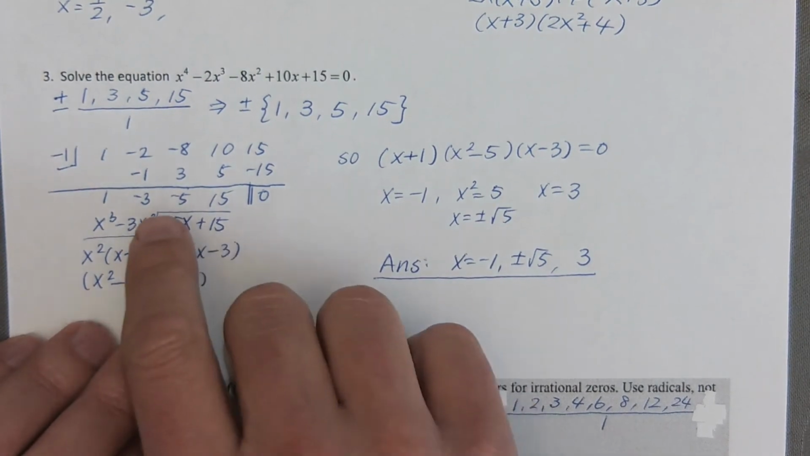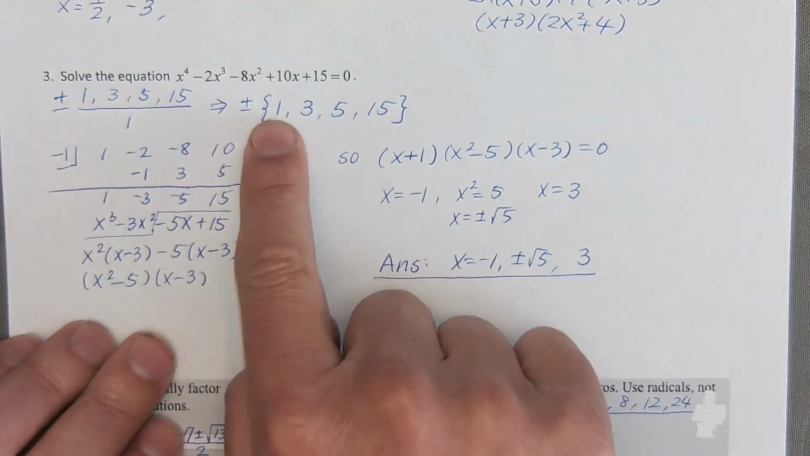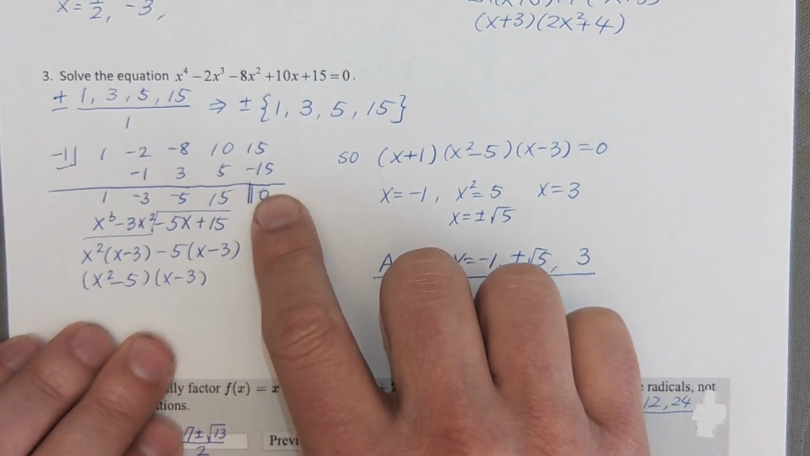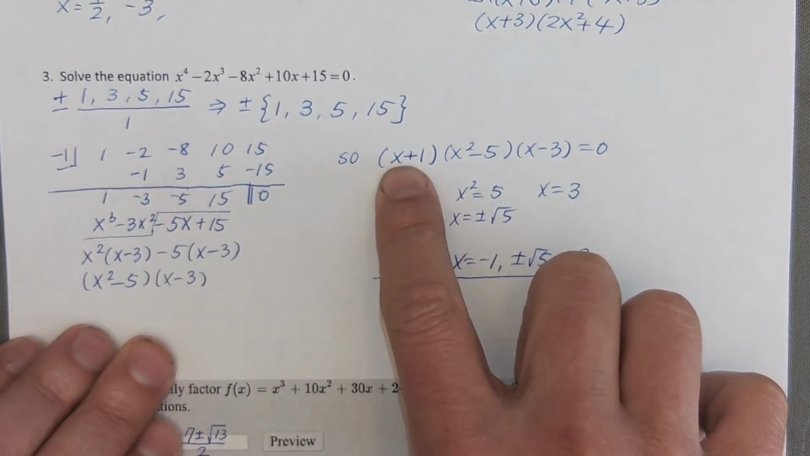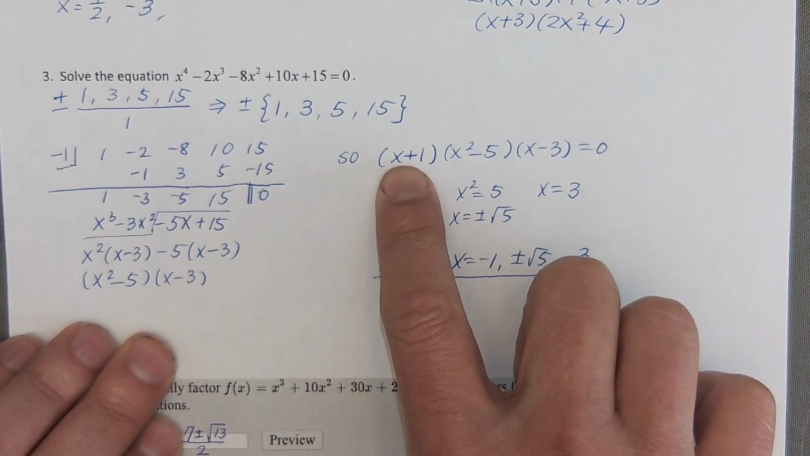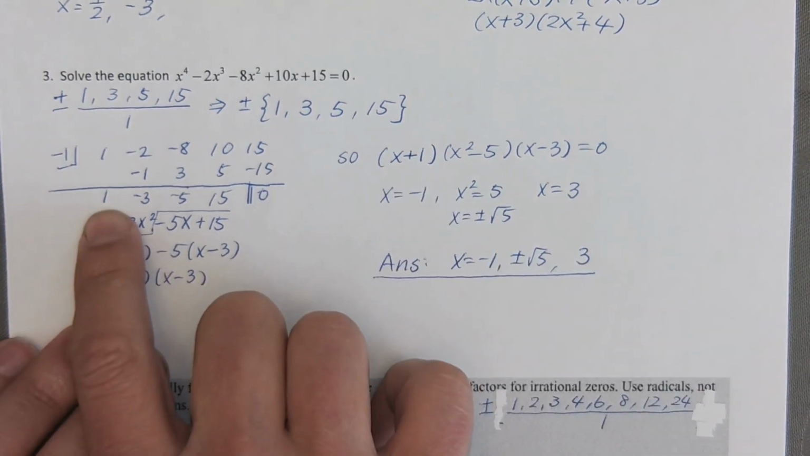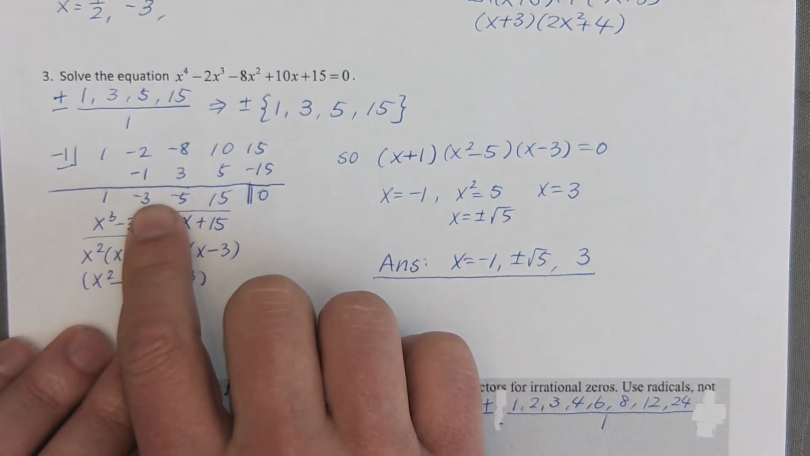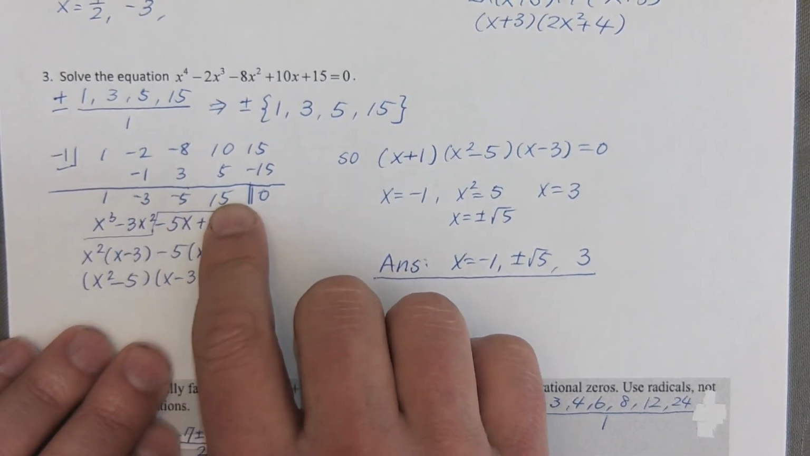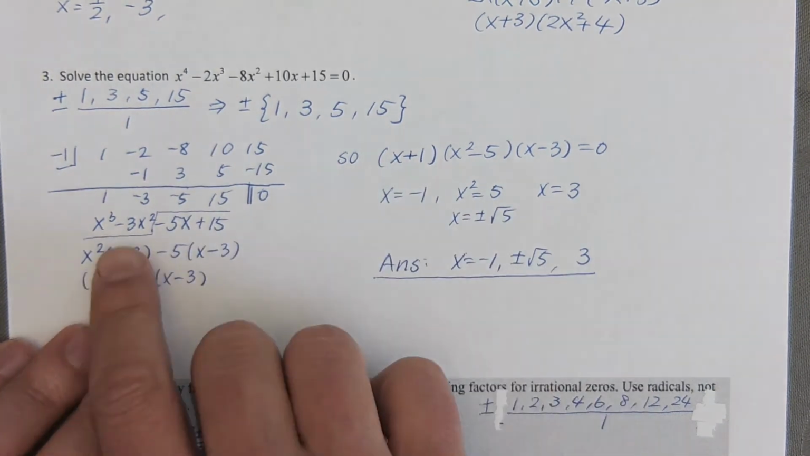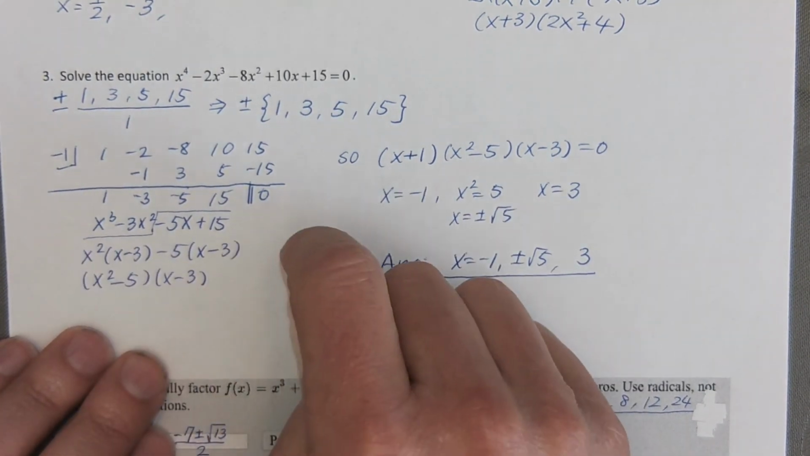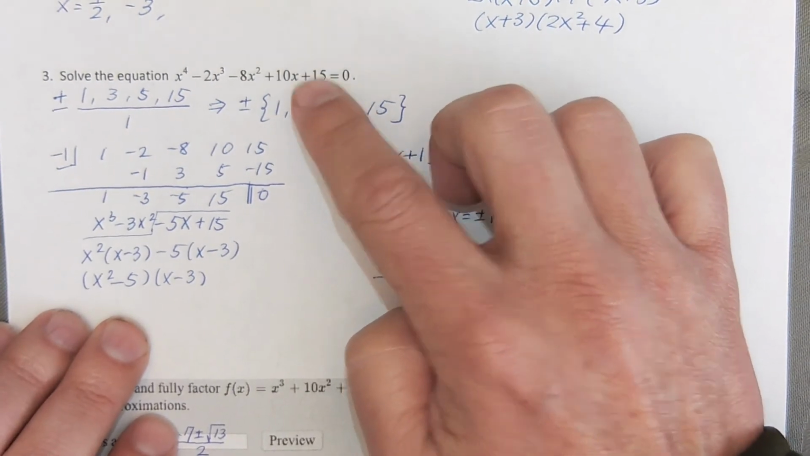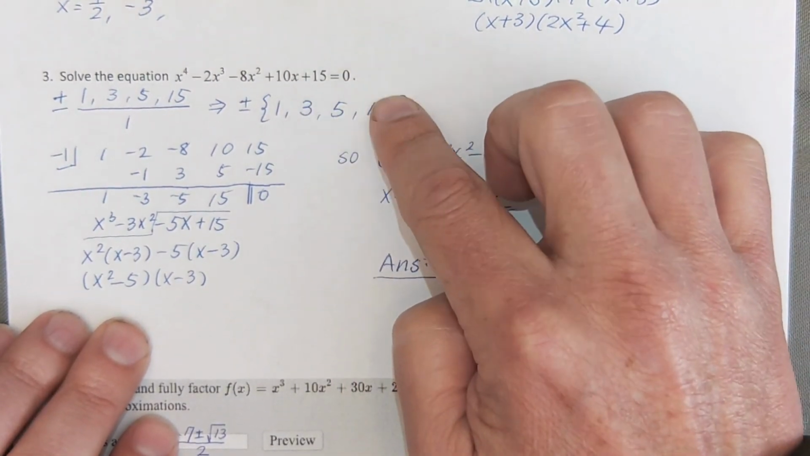So in this case, I tried positive 1. I didn't get a 0 remainder. I do negative 1, and I do get a 0 remainder. So this now drops down to x plus 1 times, that's x, we started with 4, so it's now x cubed minus 3x squared minus 5x plus 15. You can see that there. And you would need to continue going on with the 3 and the negative 3 and the 5 and the negative 5, 15, negative 15.